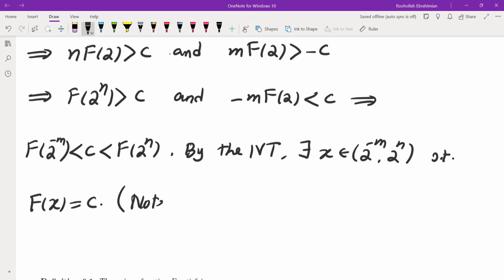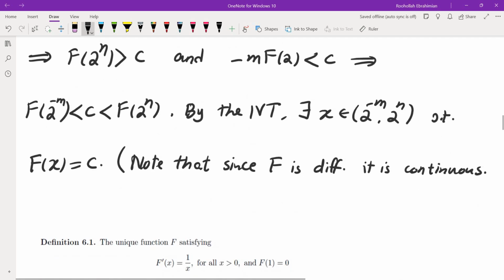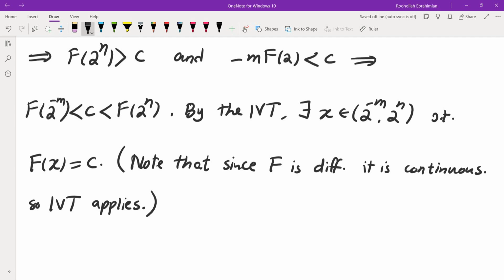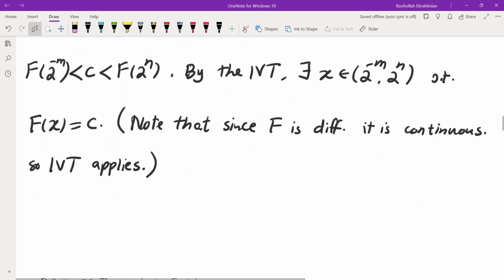Note that since f is differentiable, it is continuous. So IVT applies. So I can use IVT since it is continuous. Okay, so there is a solution for f of x equals c.